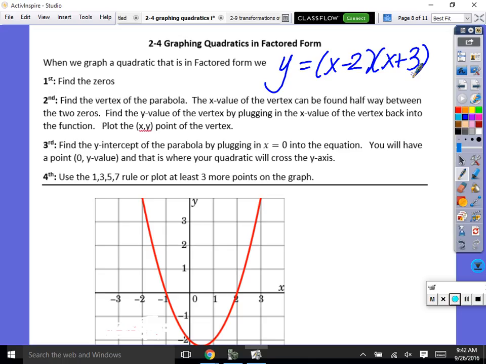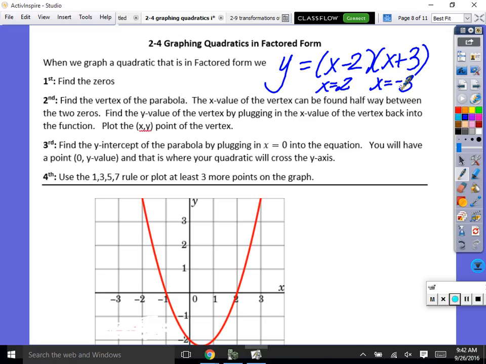So these ones are actually a lot easier to graph because first you'll find the zeros and plot those, because can't you just set each of those equal to 0 and solve? So you'll first find the zeros, and we would plot a point at x equals 2 because we'd set that equal to 0 and solve. We would get x is equal to negative 3. And then we would plot those points. And then our second step is find the vertex.